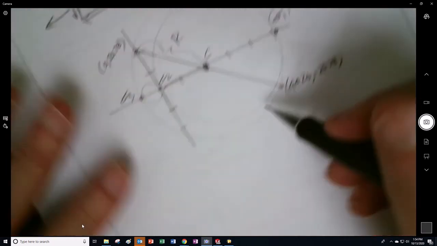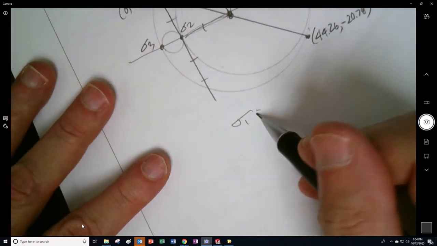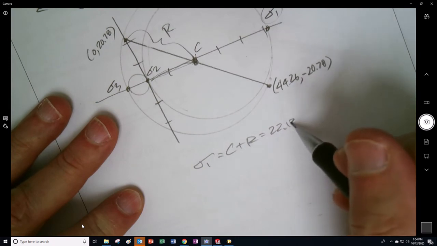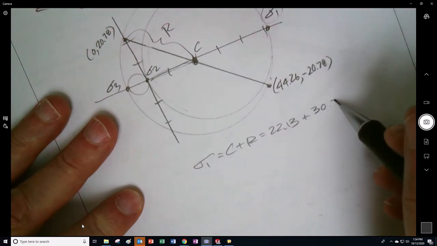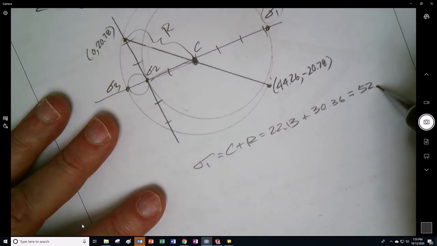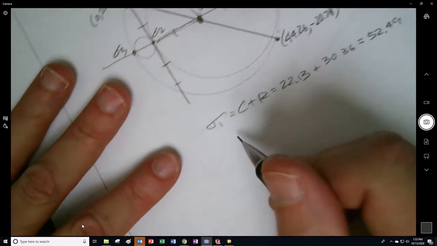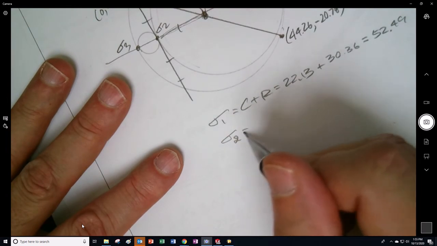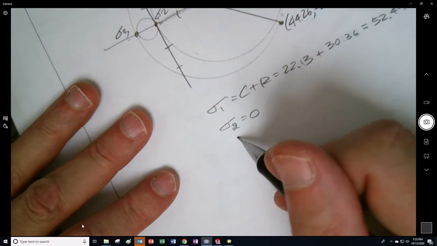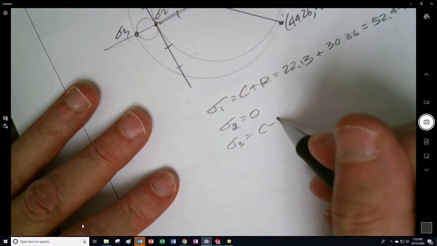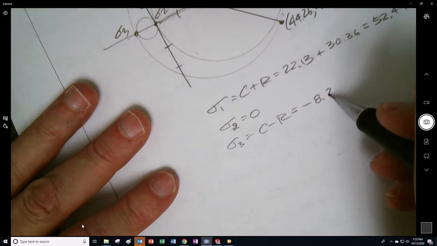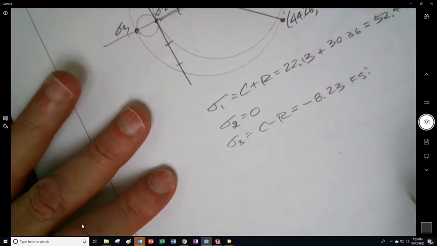30.36. And so the principal stress, C plus R, is going to be 22.13 plus 30.36, and we're left with 52.49. If we wanted the other ones, the second principal stress is 0 because of the way this thing lands, and the third principal stress is C minus R, and that just ends up to be negative 8.23 KSI.